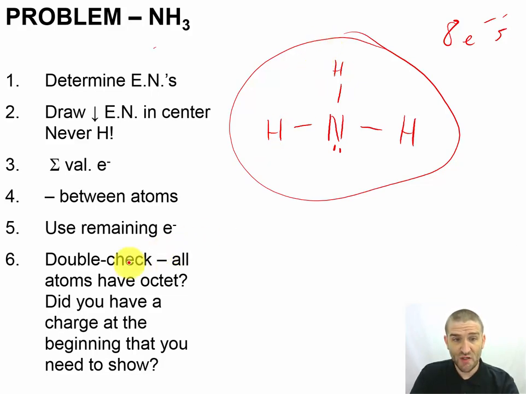Now the last thing we're going to do is our double check. We did see that everything has an octet. We did not have a charge at the beginning, so we don't need to double check that there's a charge that we need to show. And that would be how we'd solve a problem like this one.